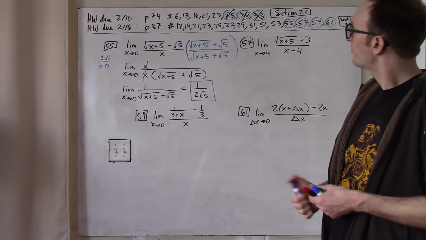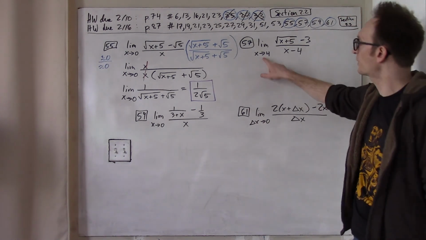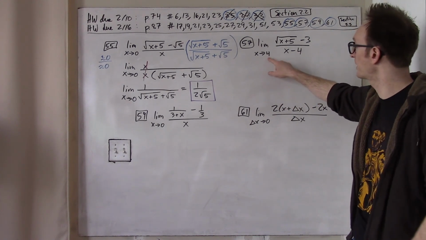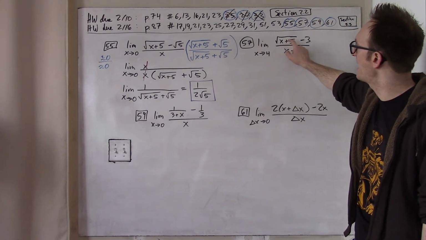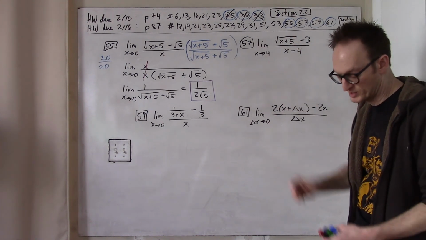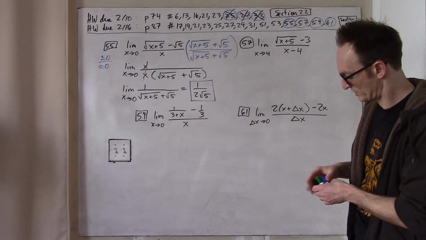Okay, more. 57, what now? Similar kind of problem: if I just naively try to plug in 4, then I get root 9, which is 3, minus 3, so that's pretty much 0. And the denominator is pretty much 0 also.